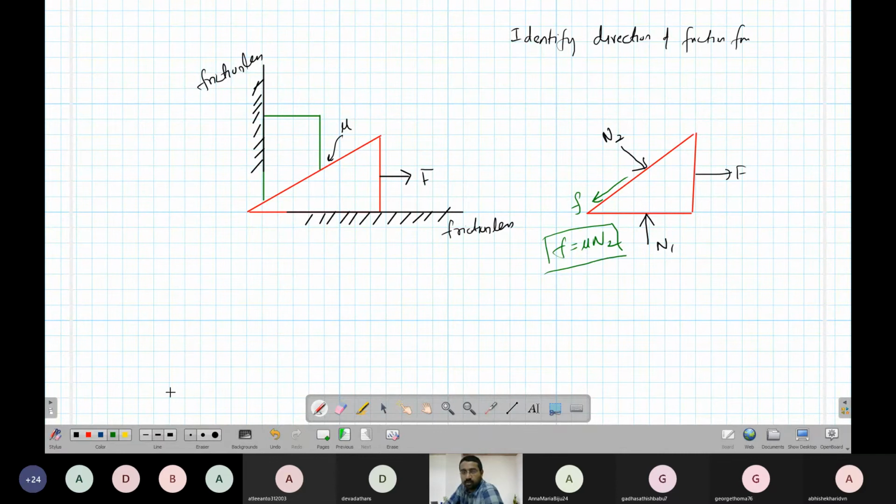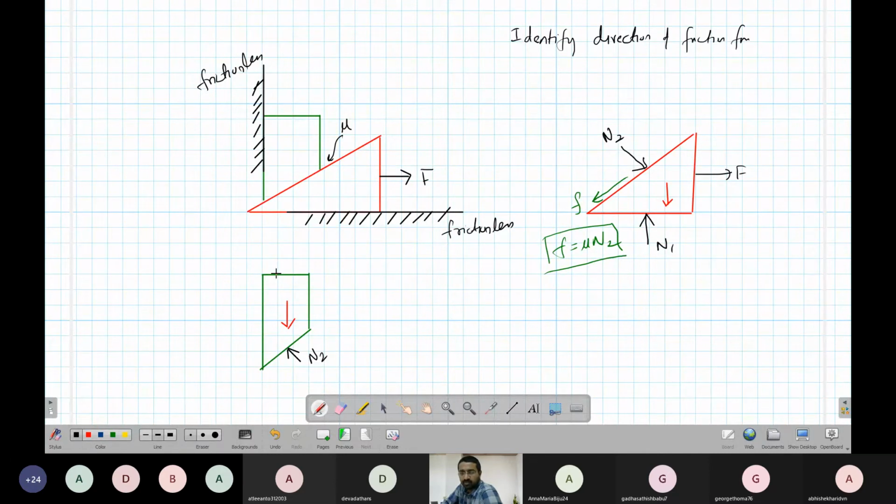Now let us talk about this box. What are the forces? There is a weight here as well. Then what else? If you have a force on this surface, this force will act in the opposite direction, N2, equal and opposite.